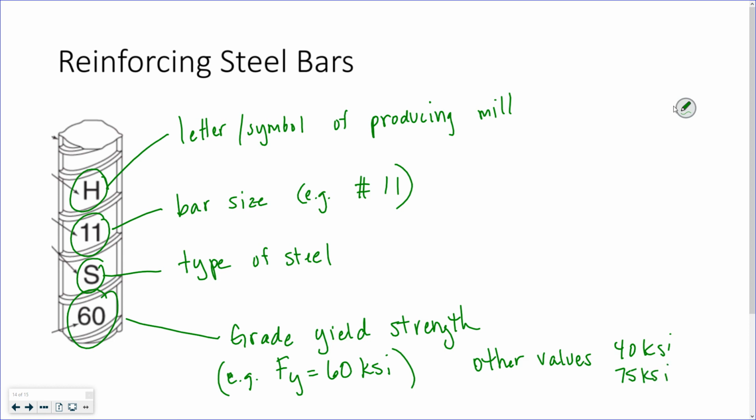The numbers that we will be using are the grade, the Fy, and the bar size. At the moment, we don't care where it was made or what it was made out of. We just care about how big it is and what its yield strength is, because how big it is tells us its diameter and its cross-sectional area, which we can use to calculate the strength, right? Yield strength times area will give us a force. So the number and the grade or the yield strength.